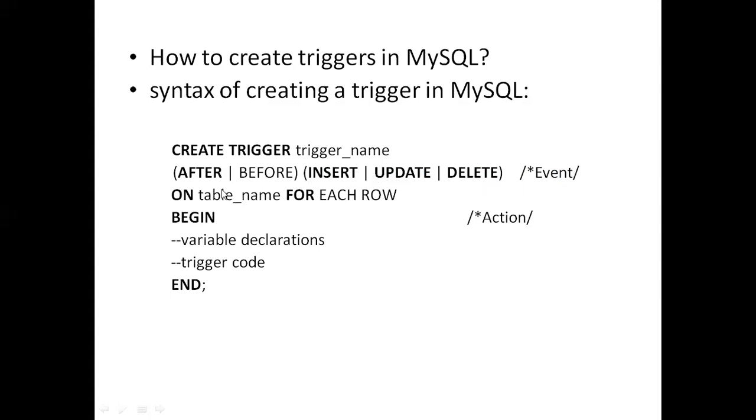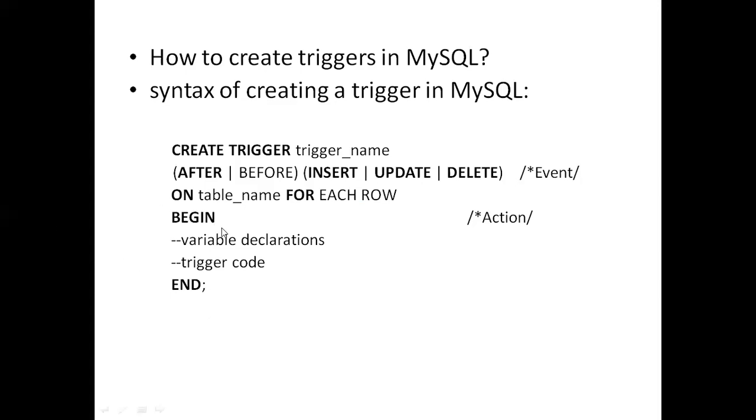Next, on table name, we are supposed to mention the table name here, and for each row is the keyword which we need to specify for every trigger. For each row specifies that it will be checking each tuple one by one. If it is updating any row, it is going to capture for each row. Begin and end.